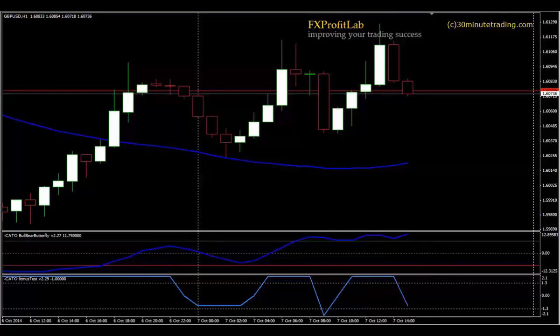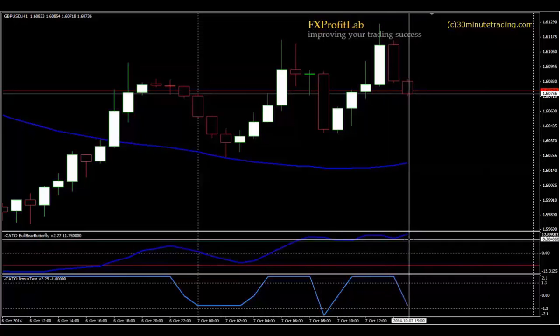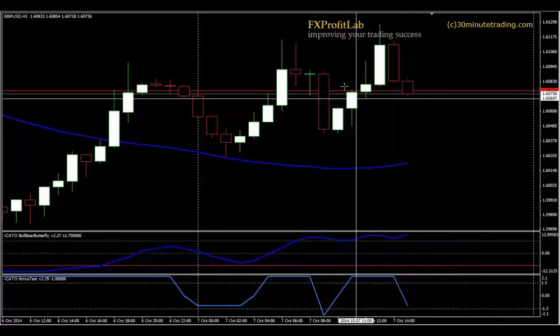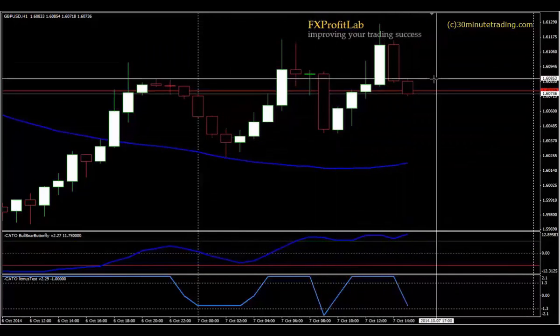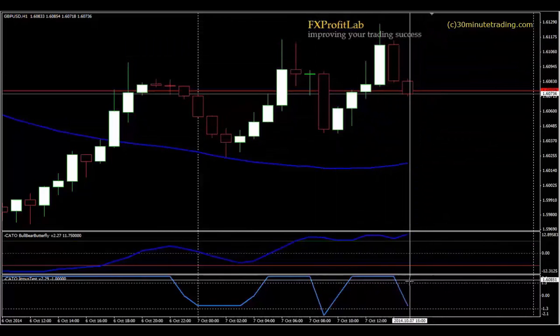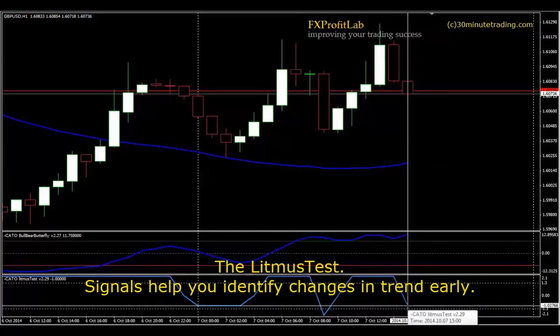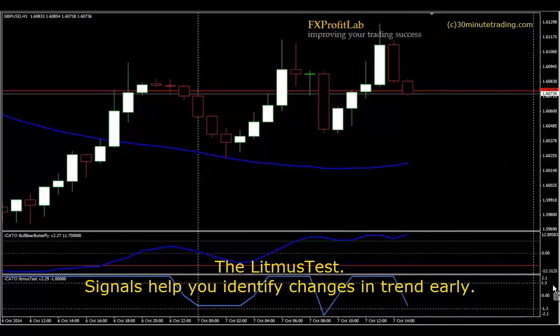At the moment, it's telling you, from the bull bear butterfly, we're going long. And for every indication we can see here, we're going long. But litmus test is saying, don't go long at the moment. So I hope that makes that very clear to you.